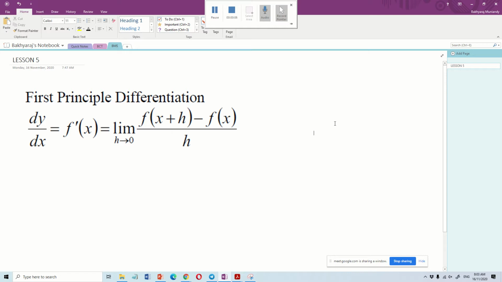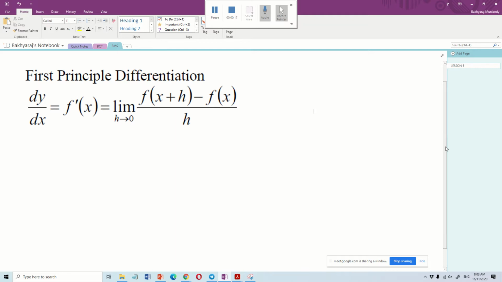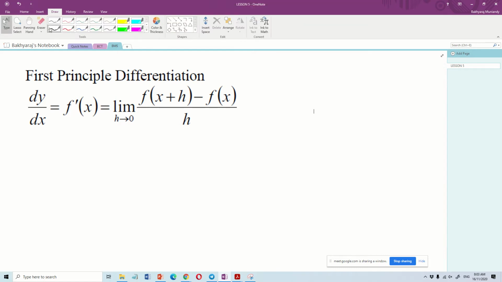Okay, so again I want to show you about first principle differentiation. So what do you mean by first principle differentiation? Again, we need to look into if we want to find f prime. Kalau kita nak cari f prime, and let's say we want to find f prime.